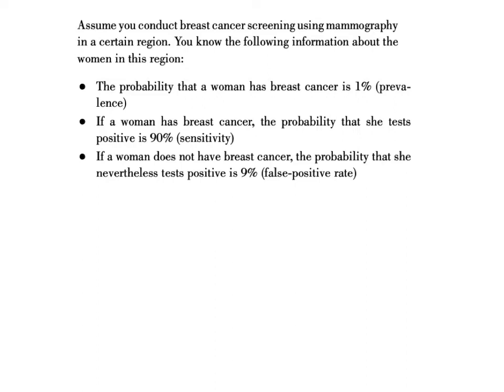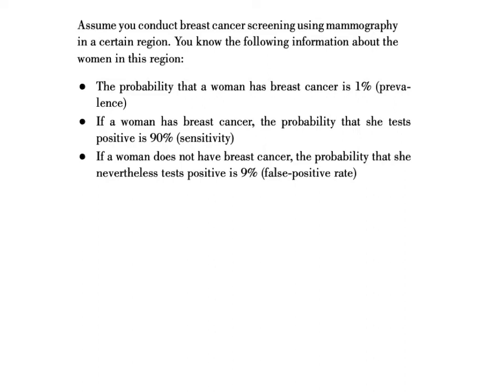If a woman does have breast cancer, the probability that she tests positive is 90%. Okay, so that means the test is sensitive about 9 out of 10 times. It's pretty good at detecting if someone who does have the disease has the disease. It will flag it correctly. On the other hand, if a woman does not have breast cancer, the probability that she nevertheless tests positive is 9%. There's a 9% false positive rate.